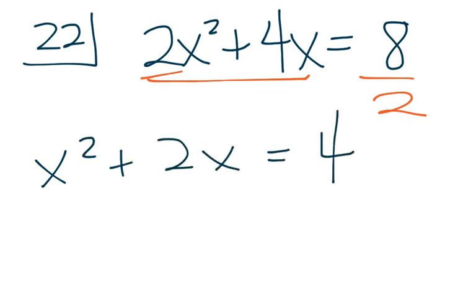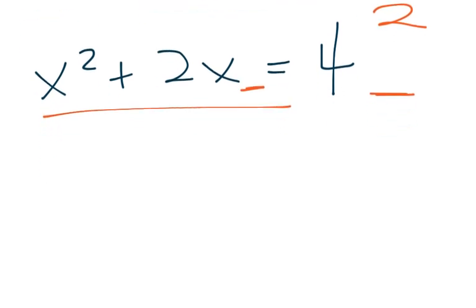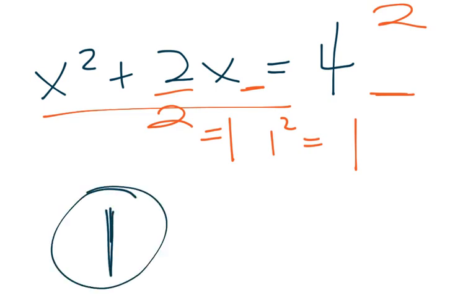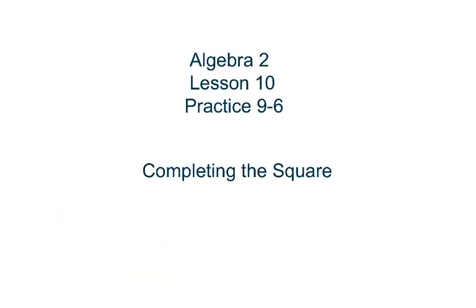So now we want to figure out what we need to add to both sides to make this side a perfect square trinomial. So we're going to divide this 2 by 2, and that equals 1, and 1 squared is 1. So this is our answer. We are going to be adding 1 to both sides. And that is it for practice 9-6.